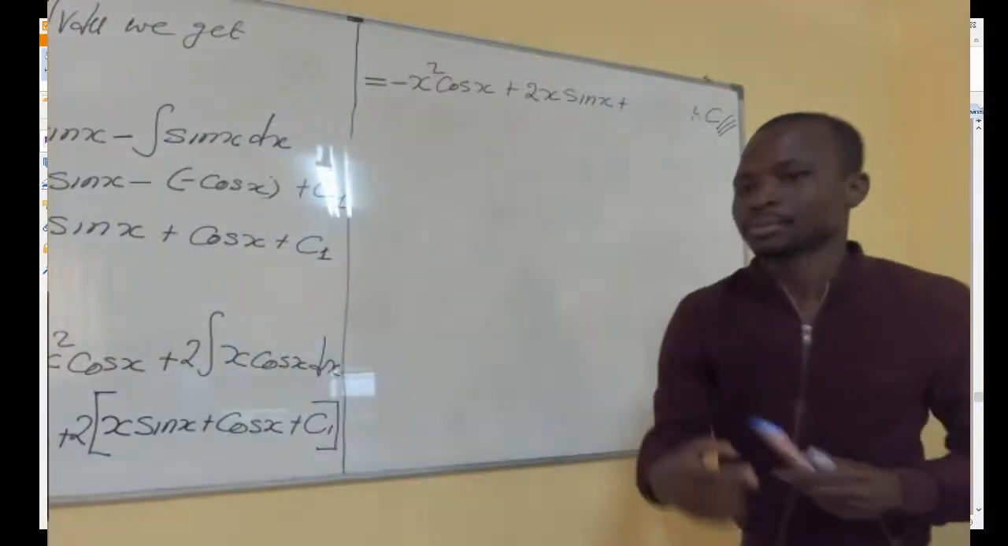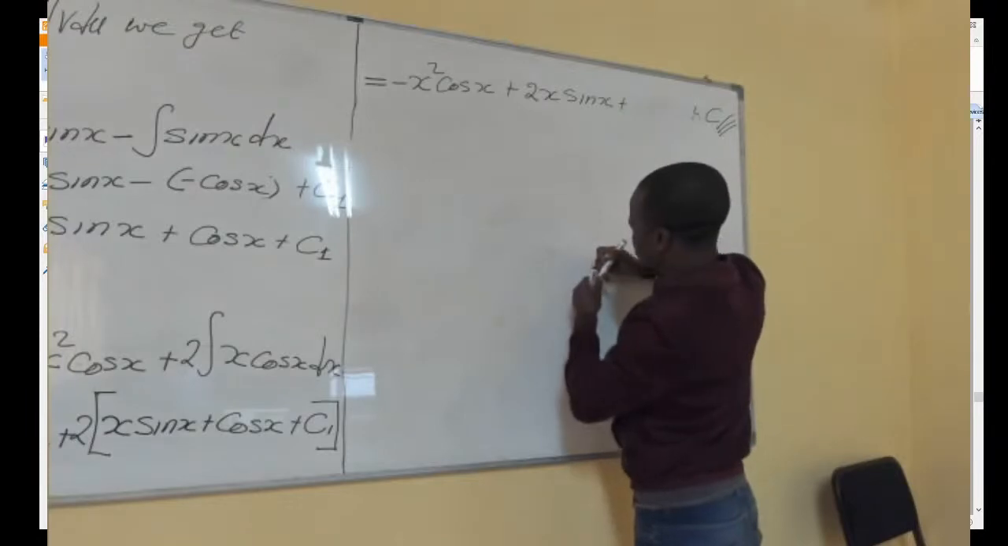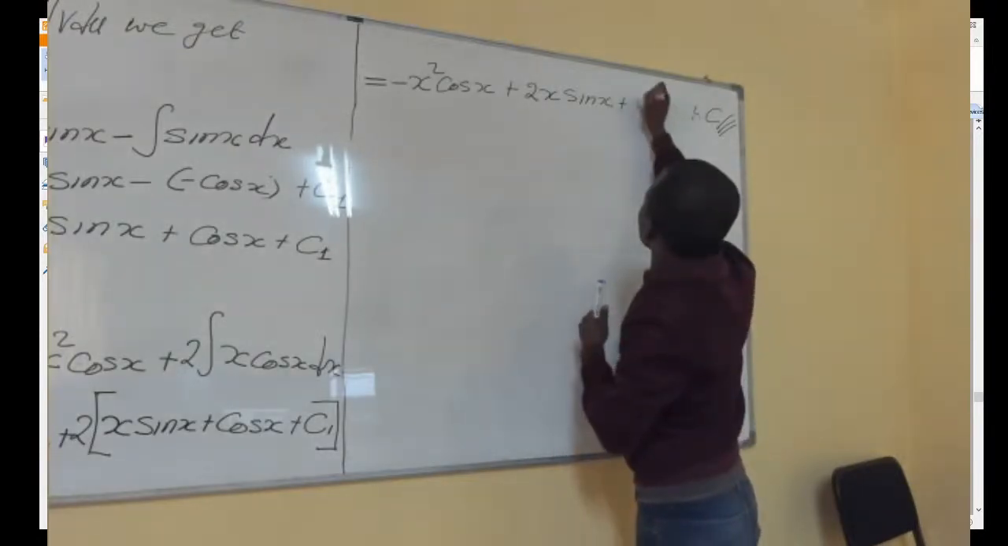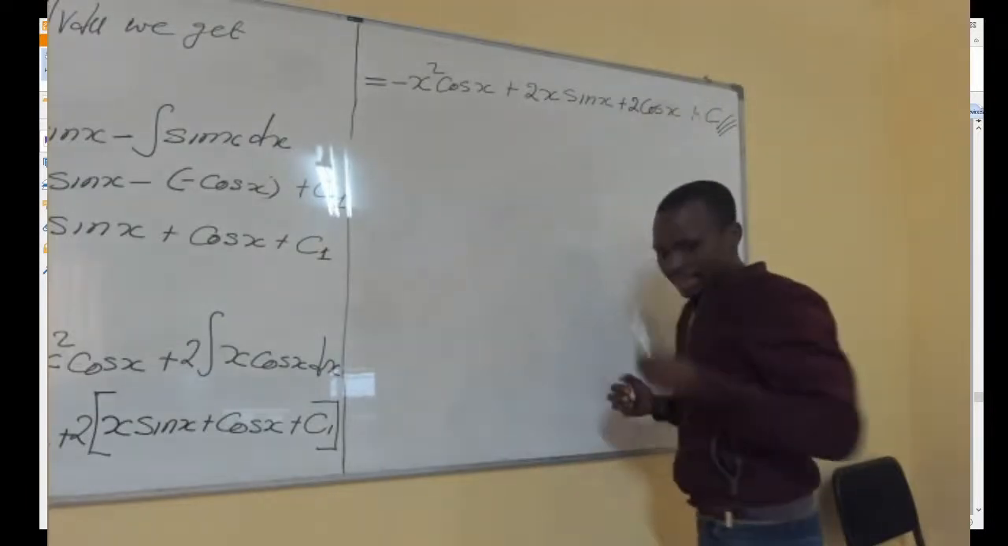Okay. So there is 2 the cosine of x. Okay.